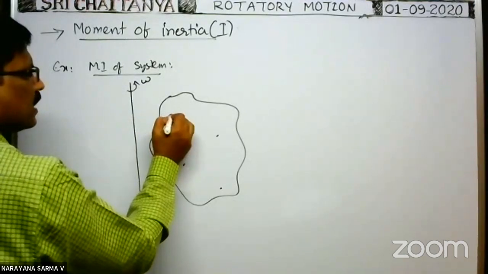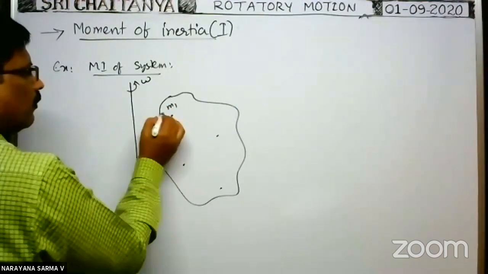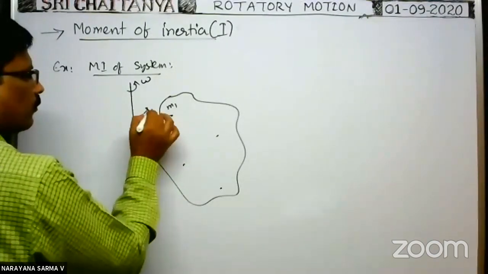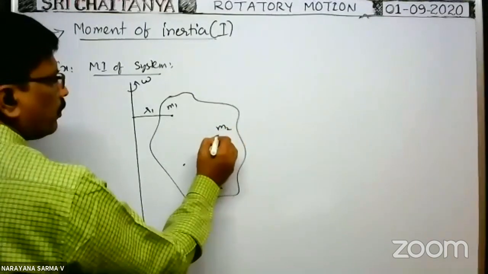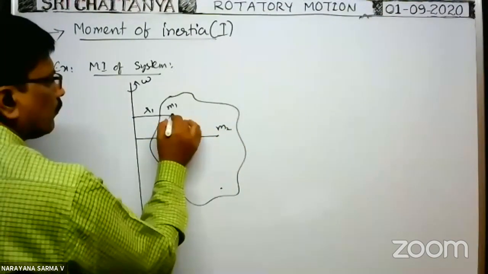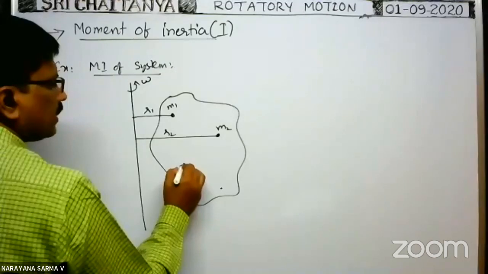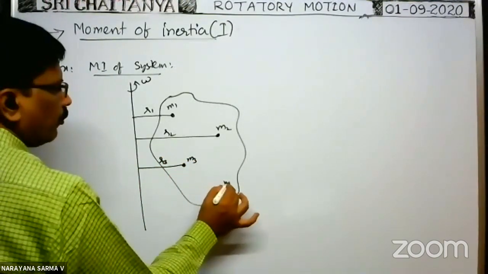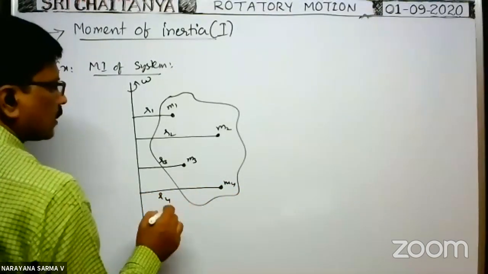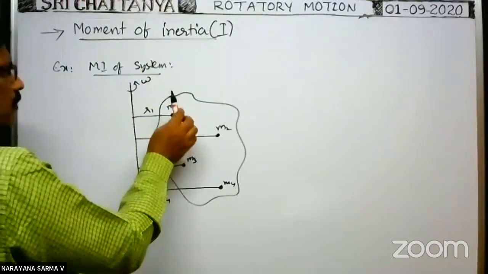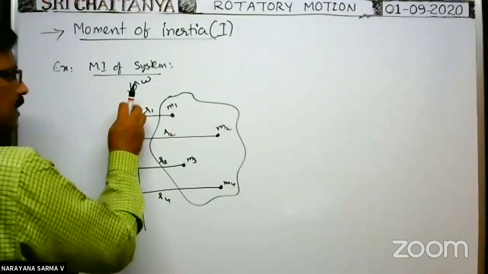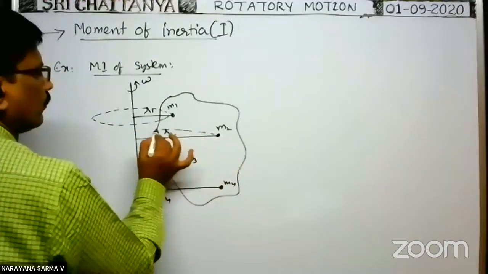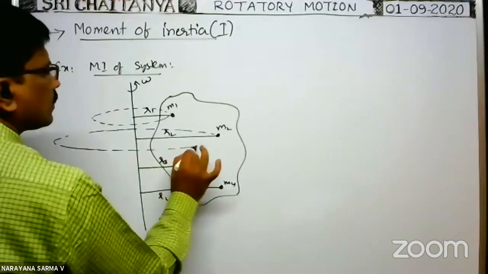Suppose this is the mass of the particle, say m1. Whenever it is rotating like this, the perpendicular distance of this particle from the axis of rotation is say r1. This particle of mass m2, perpendicular distance is say r2. This particle has mass m3, perpendicular distance say r3. This particle has mass m4, perpendicular distance say r4, like this. Whenever this system or rigid body rotates about this axis, each and every particle in the body moves along a circular path like this, no?